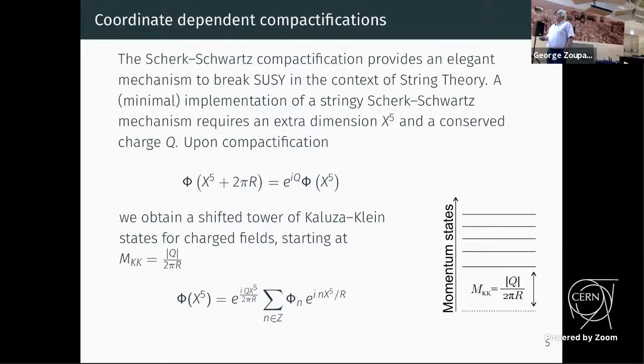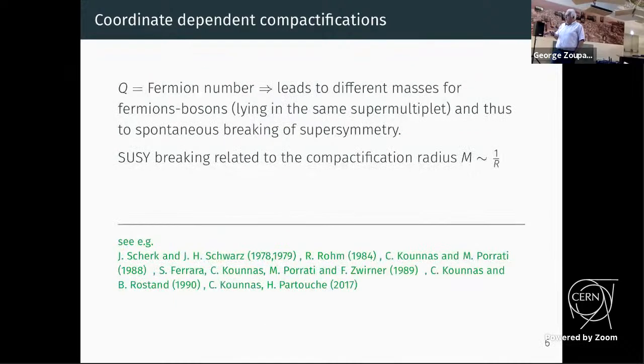This way we obtain a shifted tower of Kaluza-Klein states for the charged fields. For example, we have a mass gap for the charged fields, and we have a tower of Kaluza-Klein states. This can be utilized quite easily in the case of Q being the fermion number, because it leads to different masses for fermions and bosons, which initially were lying in the same supermultiplet, and thus to breaking of supersymmetry. In this scenario, the SUSY breaking is related to the compactification radius, 1 over R. So we go to higher dimensions, and then we compactify these dimensions upon the action of this operator. This way, we obtain a mass gap between fermions and bosons.